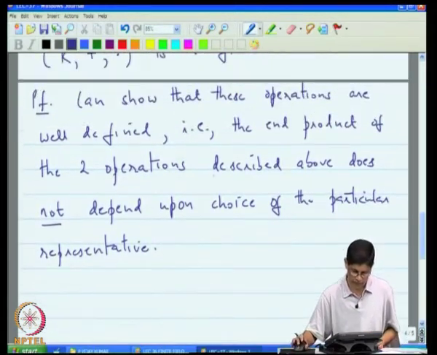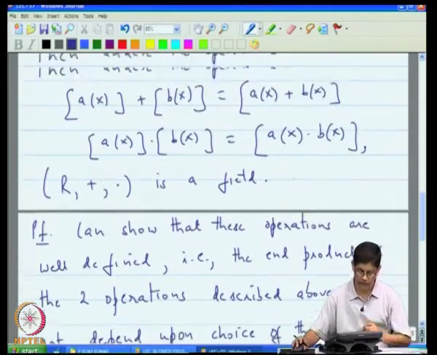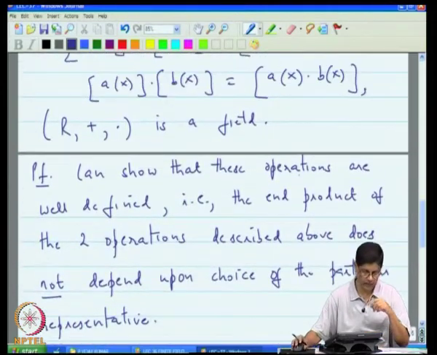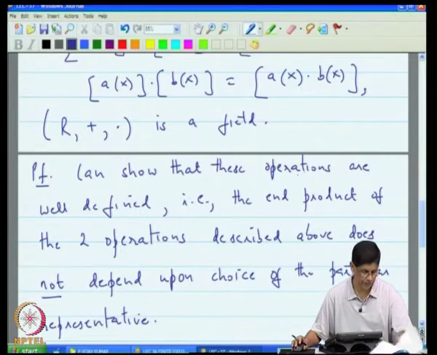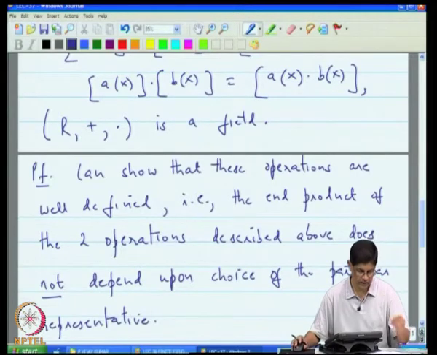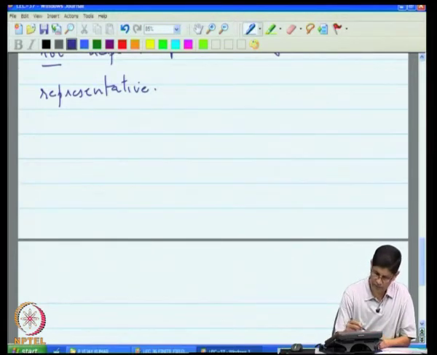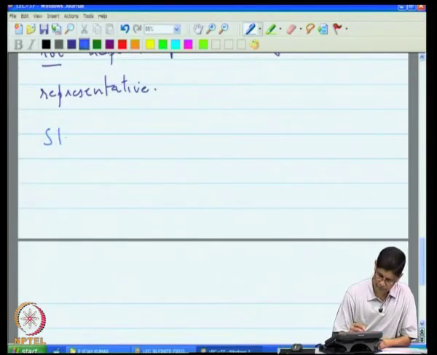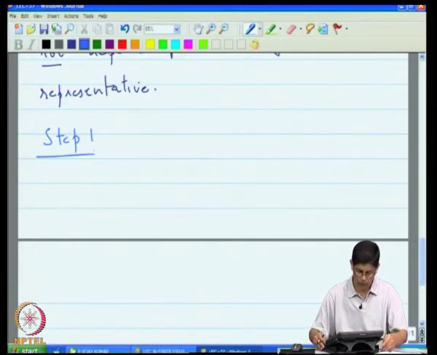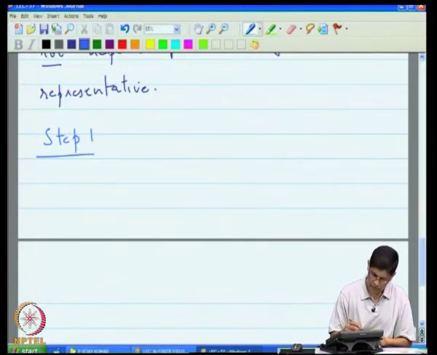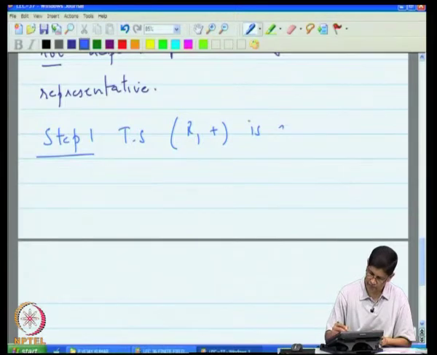Okay. Now, once we have gotten that out of the way, the question is: does this really give us a field? So, we will prove this in steps. Step 1, we will show that R plus is an abelian group.